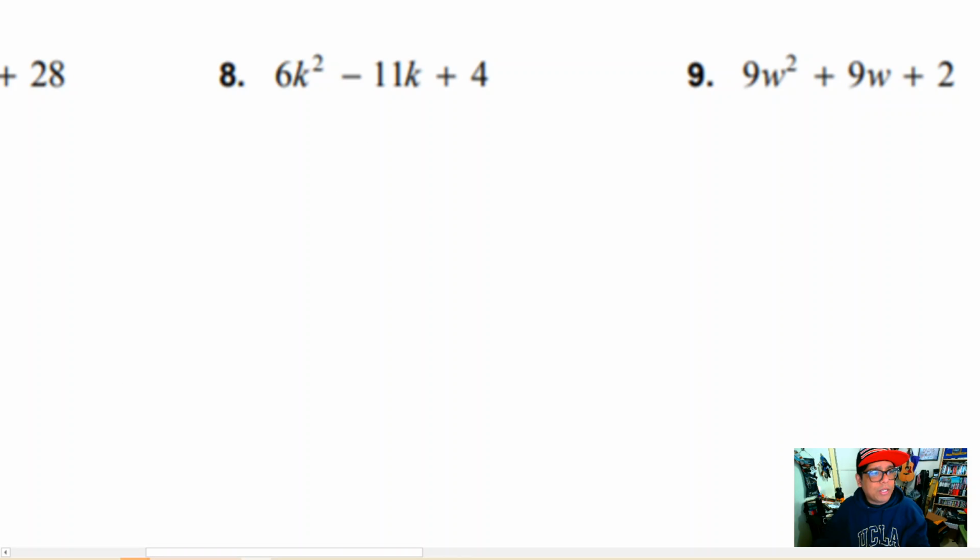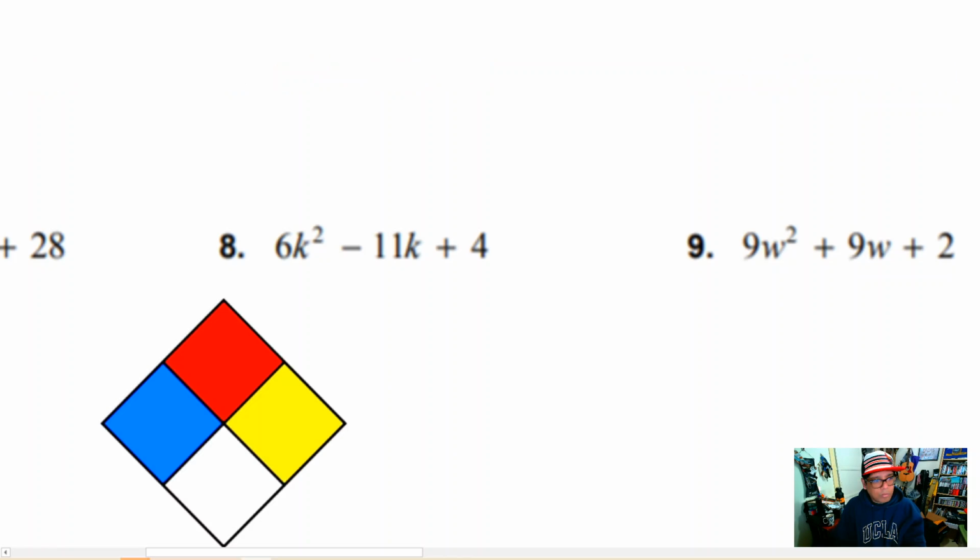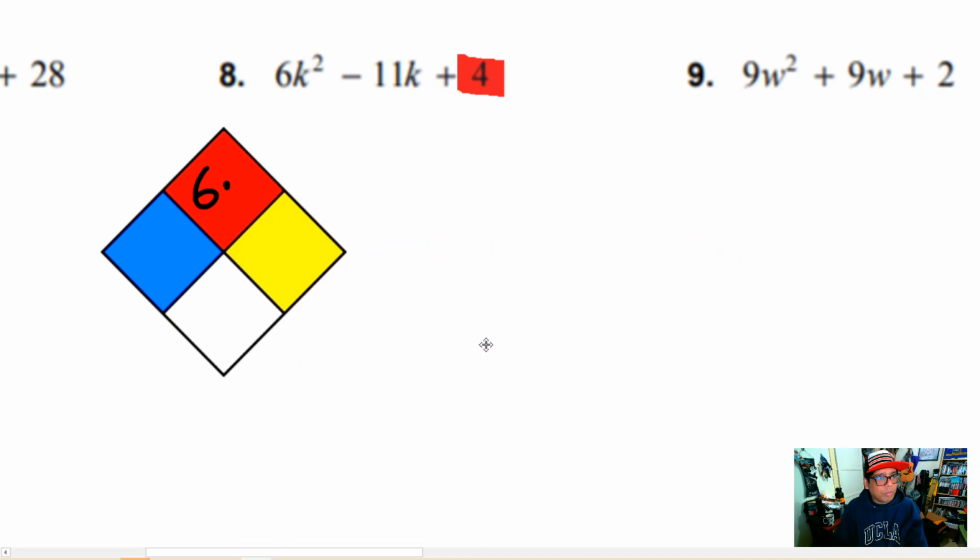We're going to skip ahead to number 8, and we've got 6k squared minus 11k plus 4. This time I can't divide anything, so I need to go with the more advanced method. So we'll grab a diamond. The red part will get 6 times 4, which is 24. And then the white part of the diamond will get negative 11.